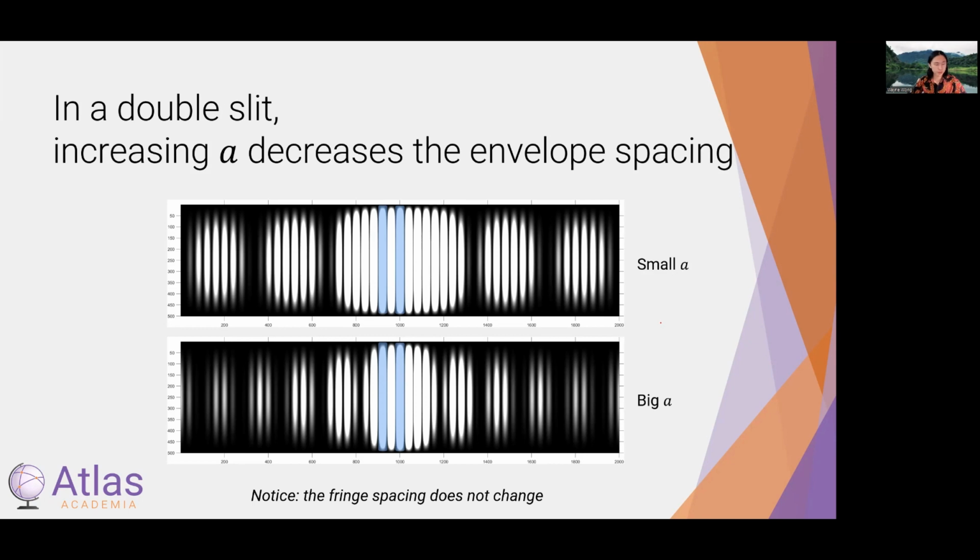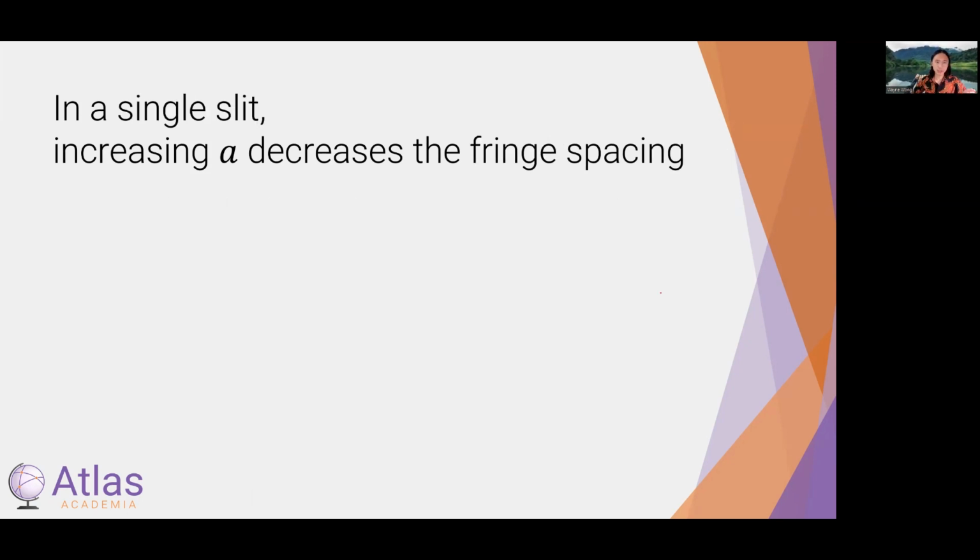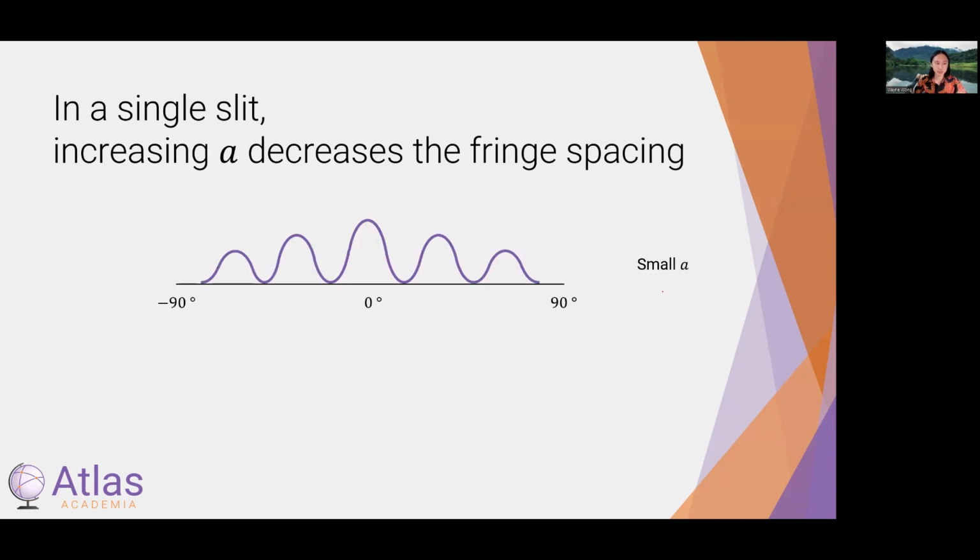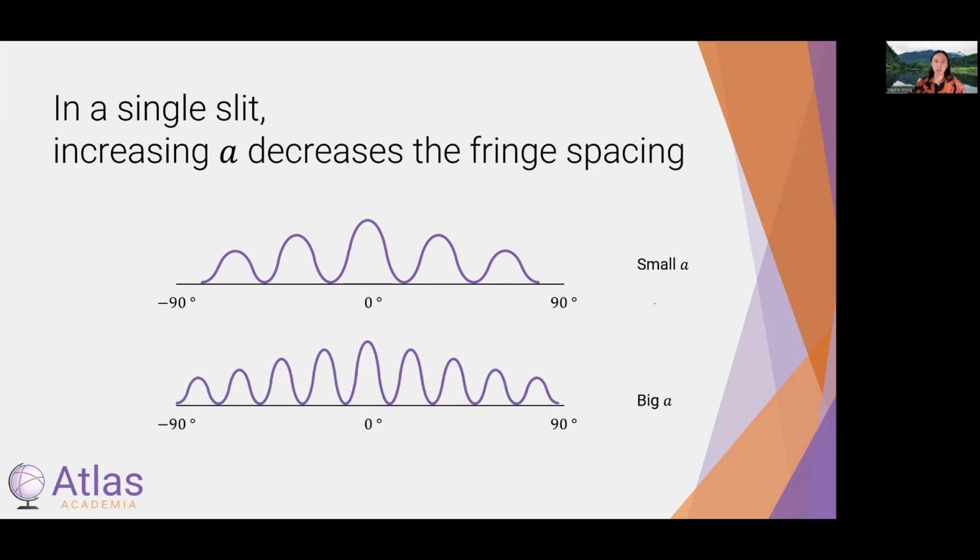What I want to do next is show you the exact same stuff again, but in graphical form rather than with images, just to hammer the point home again. So I'm going to go back to my single slit. Increasing the slit width decreases the fringe spacing. That's my original single slit. I now make it a wider slit, and now it looks more like that instead. So what we notice is that the fringes are now closer together, so we have more fringes.